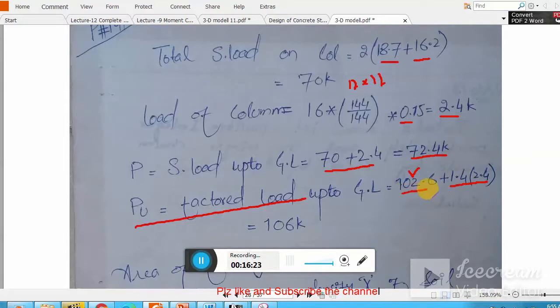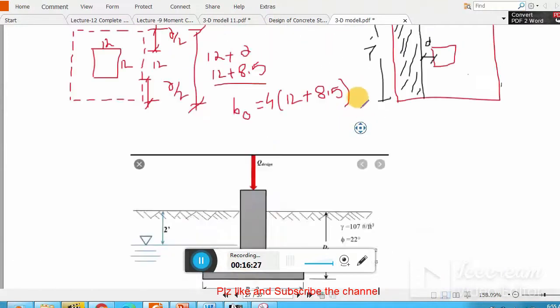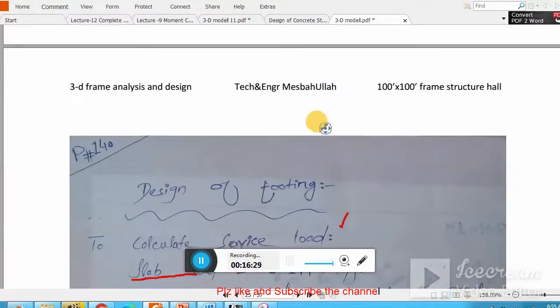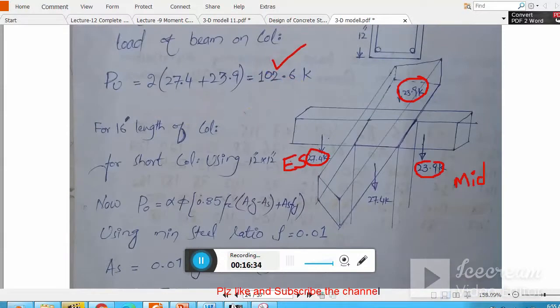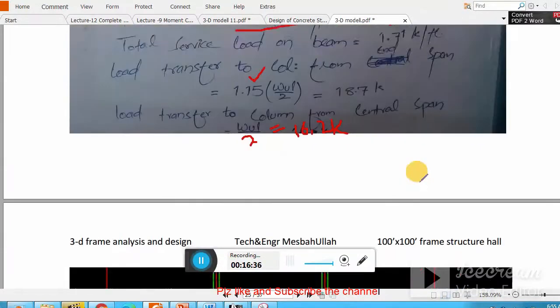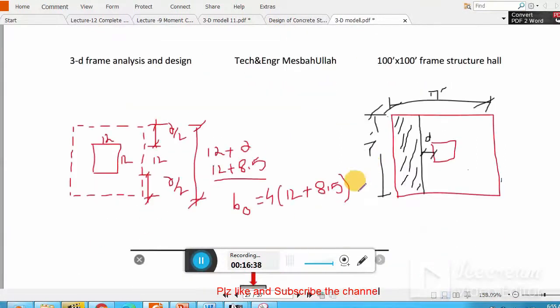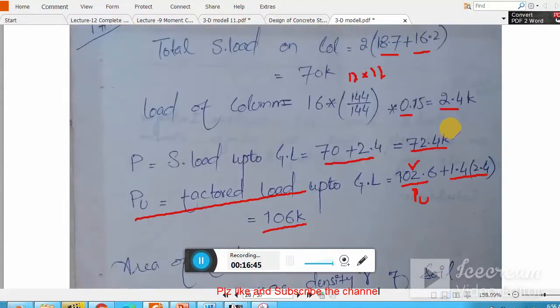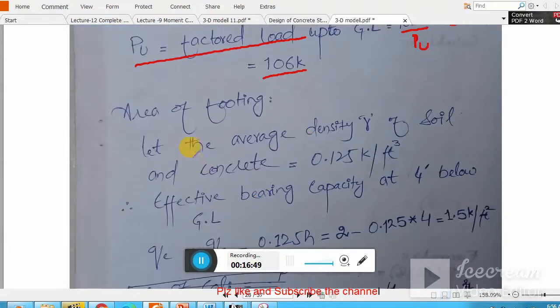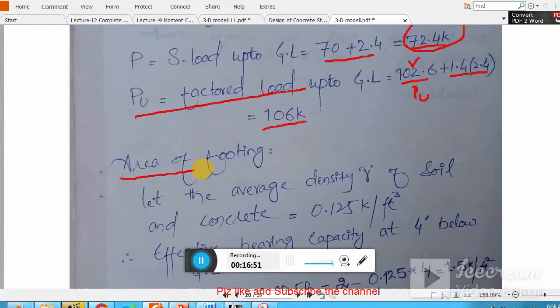This 102 is my Pu, which is already calculated in the design of the column. Let me show you here. This is my Pu, clear? So now this is my total concentrated load on the footing. This one is my Pu, and this one is my total service load, clear? Concentrated service load. Now I need to find out the footing area.